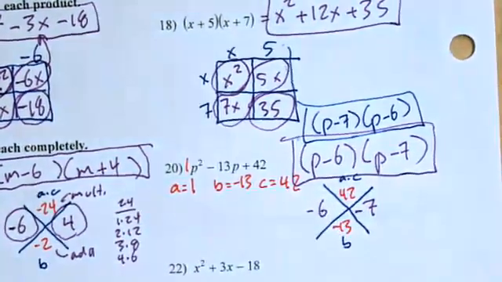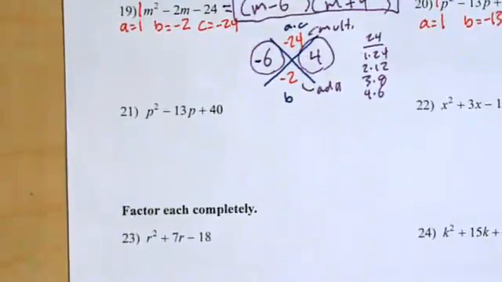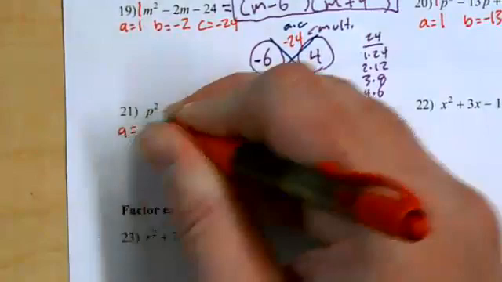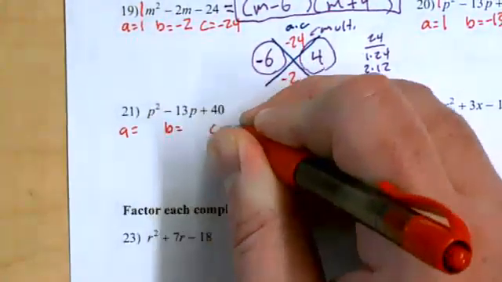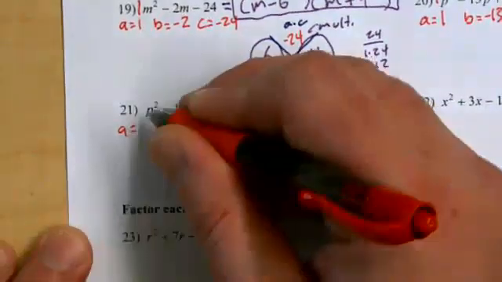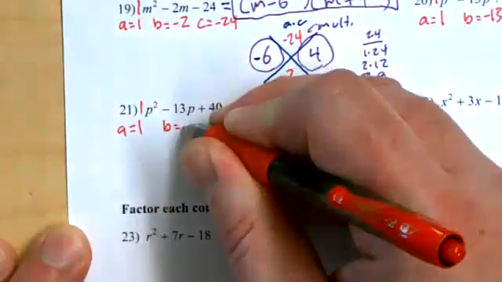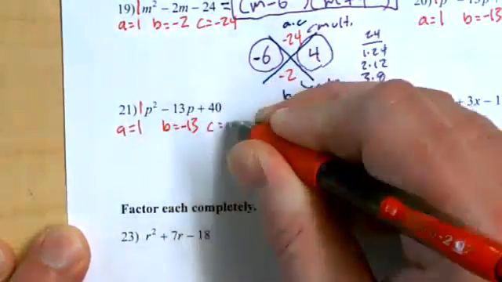All right, let's do one from start to finish together. We're going to do number 21. So all 4 steps in one problem. All right, so first of all, see if you can find me A, B, and C. A, B, and C. So for 21 here, let's see, A is 1, B is negative 13, and C is 40.